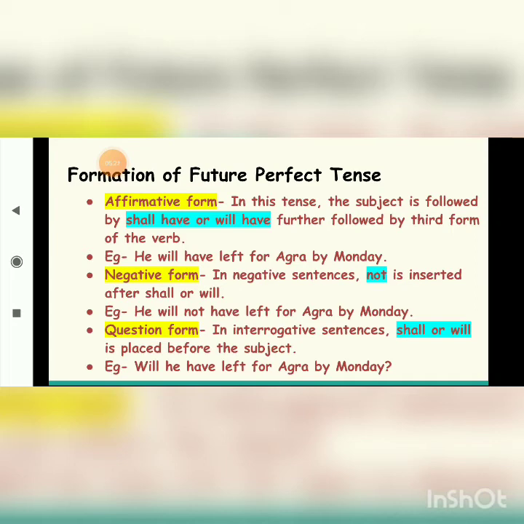Moving to our last, that is interrogative, that is question form. In interrogative sentence, shall or will is placed before the subject. Okay students, so what we do? We add shall or will before the subject. So how the sentence is going to become now? Will he have left for Agra by Monday? So we have inserted over here before the subject the word will. After that onwards the subject starts. So I hope students this formation of future perfect tense must be cleared with everyone.